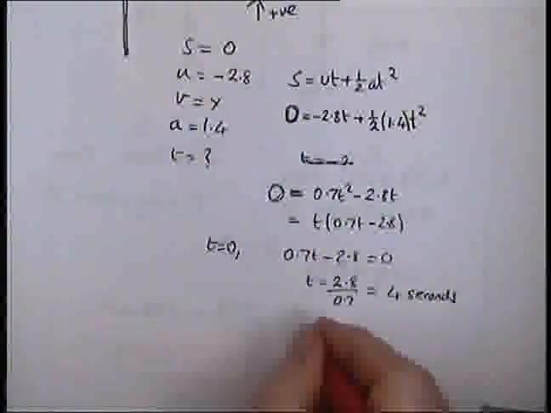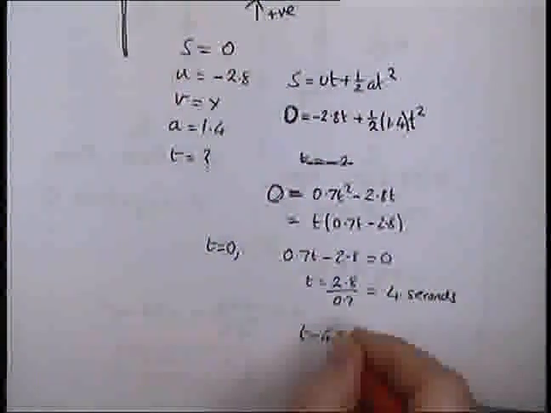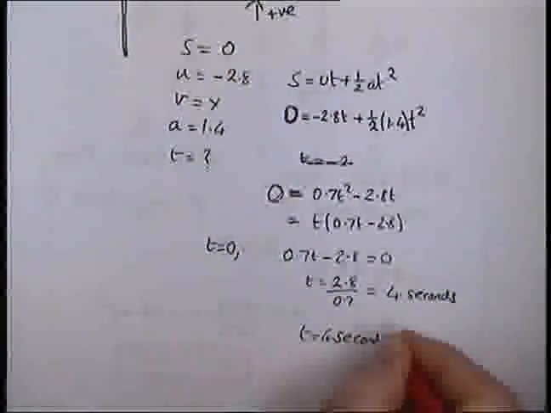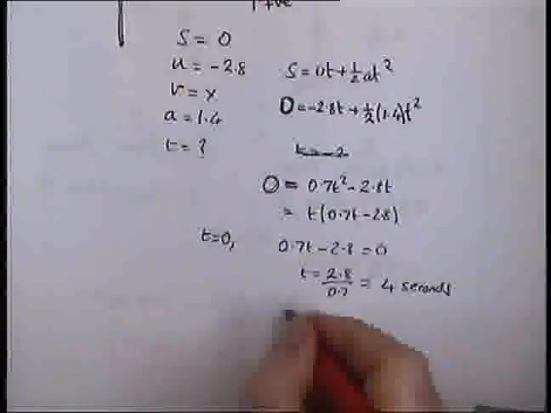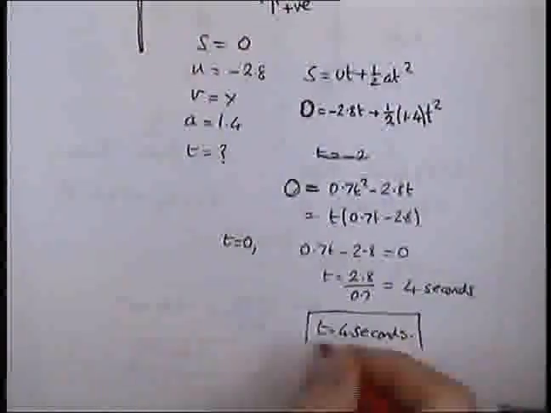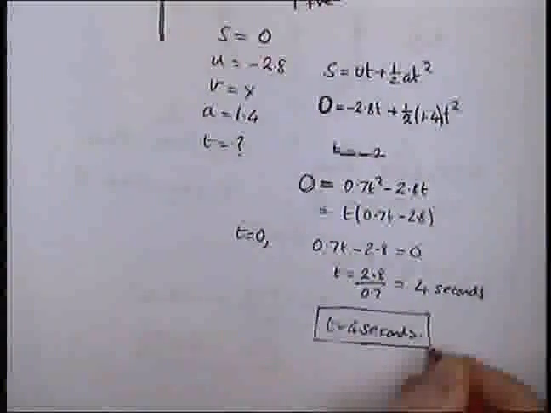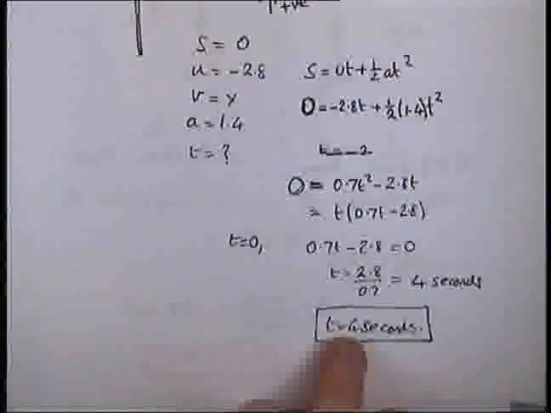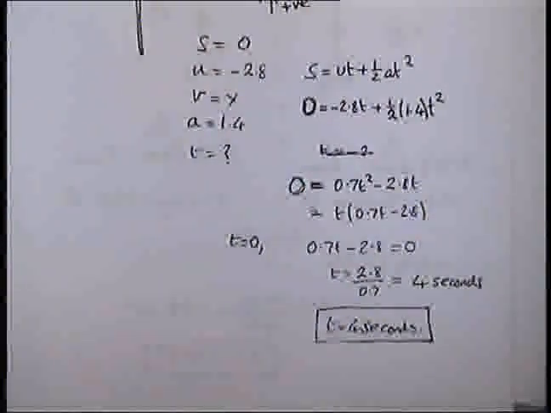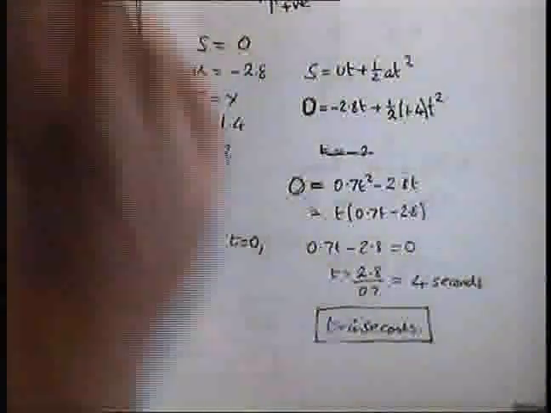So the two times are t equals 0 and t equals 4 seconds. But it's asked us for the time when it returns to its initial position, not when it starts at its initial position. So we're interested in this case in 4 seconds. So that's the 3 marks for the second part of question 2.